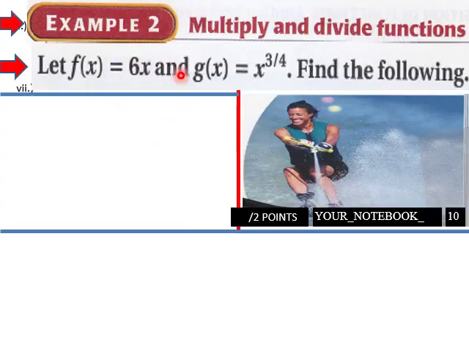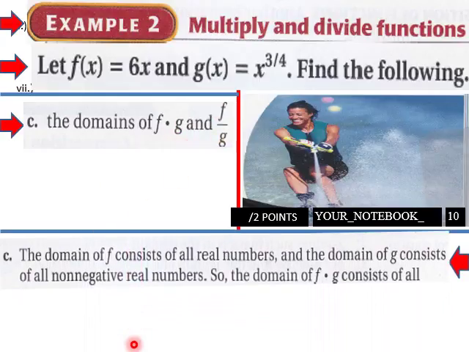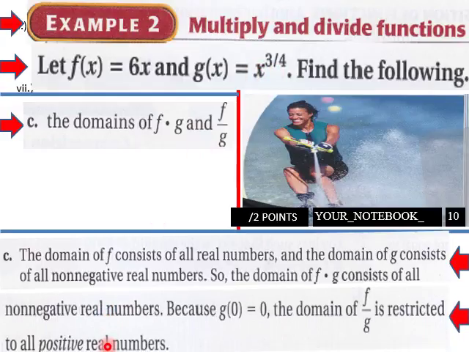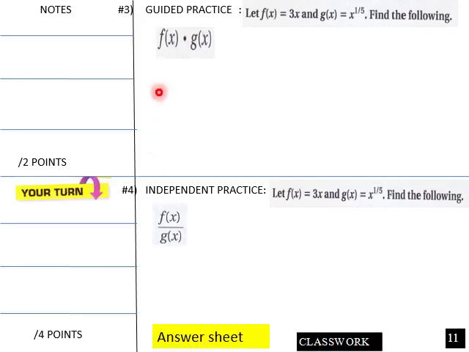Multiply and divide now. Here are our two functions. Find the following: the domains of f times g and f over g. So the domain of f consists of all reals, and the domain of g consists of all non-negative real numbers. So the domain of f times g consists of all non-negative reals. g of 0 would equal 0. The domain of f over g is restricted to all positive real numbers because we don't want a 0 in our denominator.